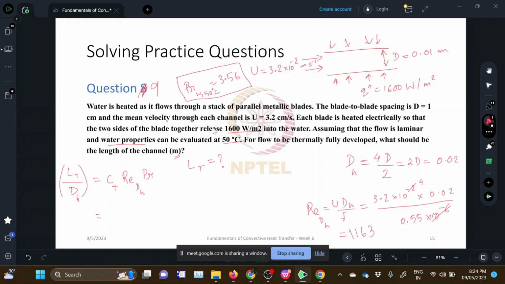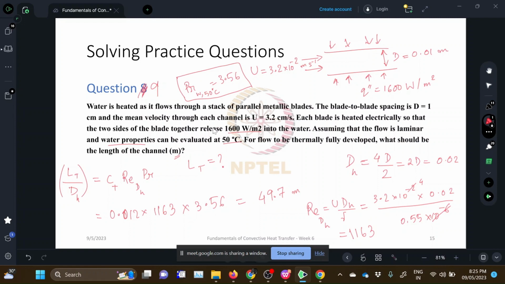And CT for parallel plates is 0.012 multiplied by Reynolds number 1163 and Prandtl number 3.56. So what will I get if I multiply this? This multiplied by 0.012 and 3.56. Okay, I'm getting a very high number, which is 49.7 meters. Wow. Oh, okay, no, sorry.